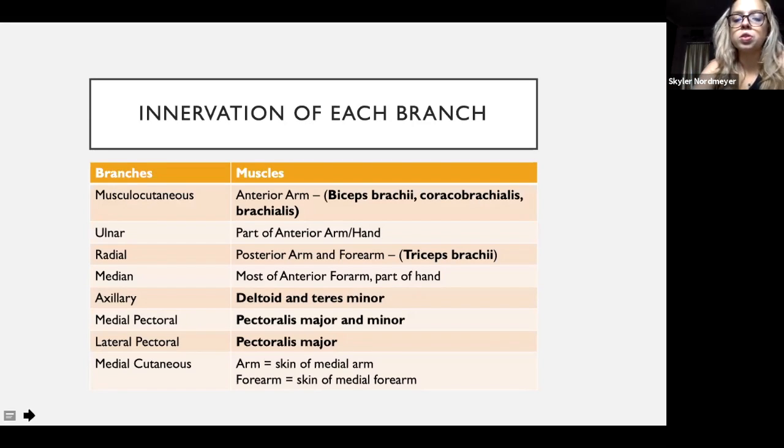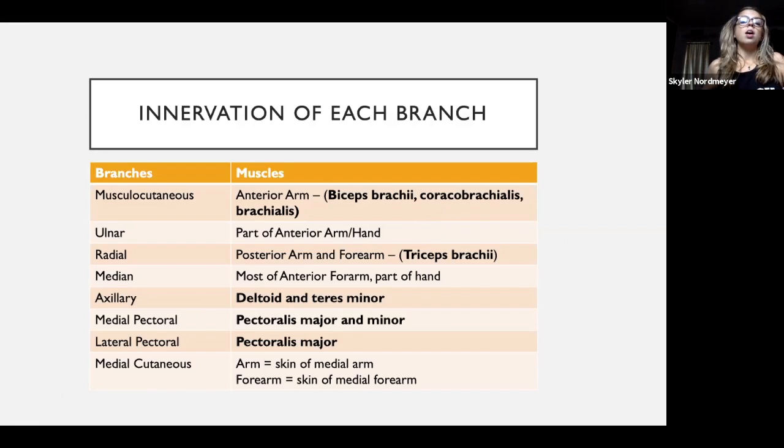The bolded muscles are ones that we have to have the movements memorized for. There's more muscles to learn about, but I want to focus on these ones because it deals with the upper part of the arm or upper limb with some of the shoulder movement. So the ones that are bolded for musculocutaneous are the biceps brachii, coracobrachialis, brachialis. We're going to go over all the movements too for each one. And then focusing on the radial with the triceps brachii, the axillary with the deltoid, and the teres minor.